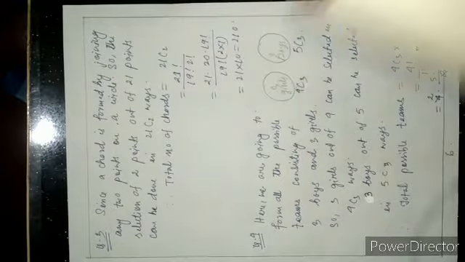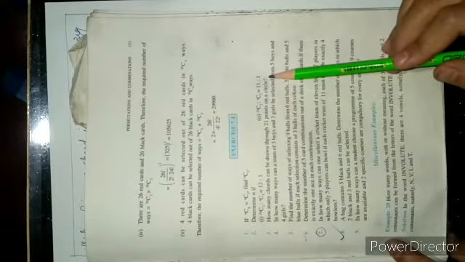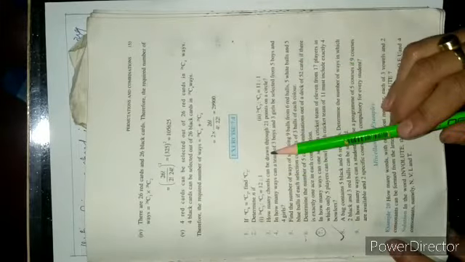Next question, question number 3. How many chords can be drawn through 21 points on a circle?